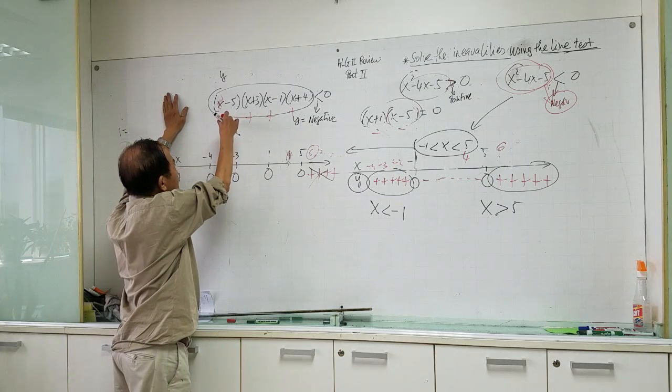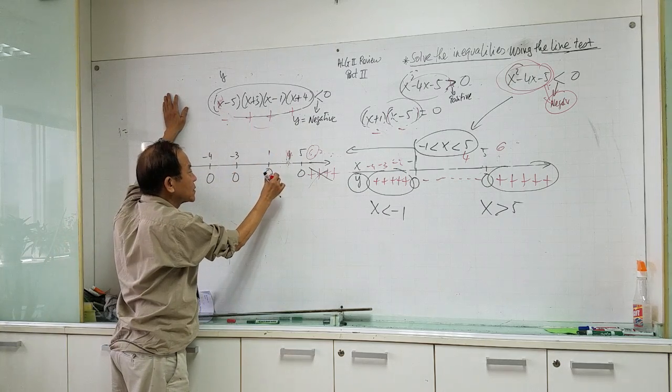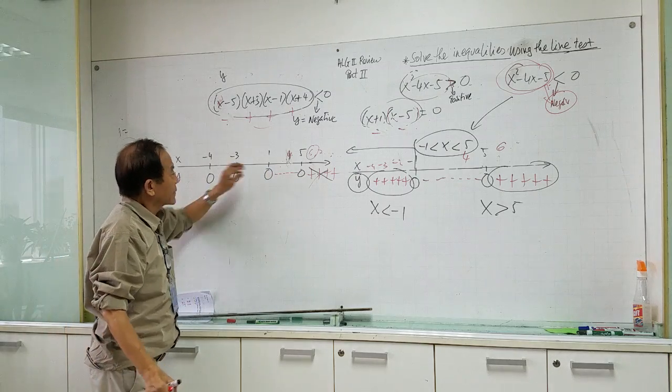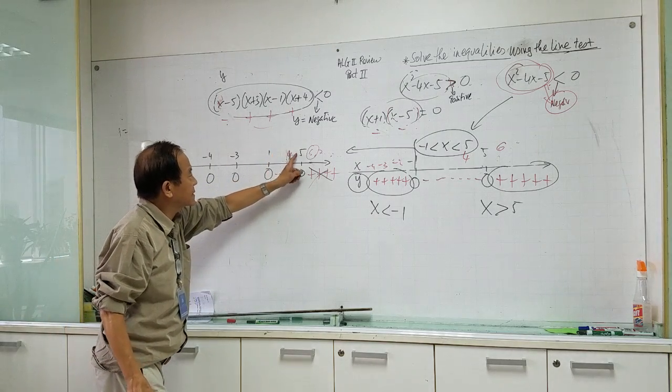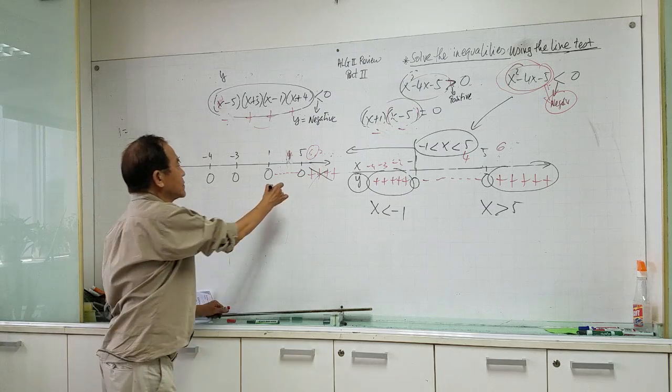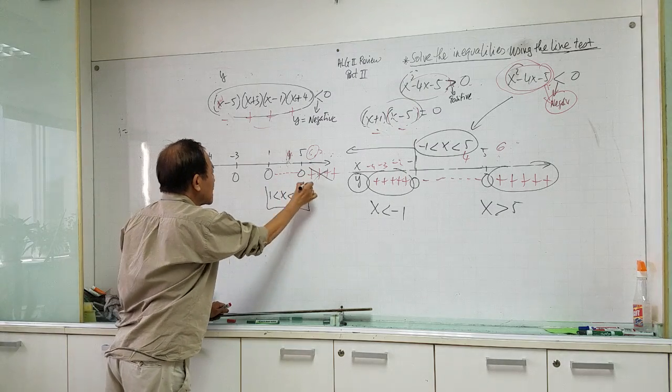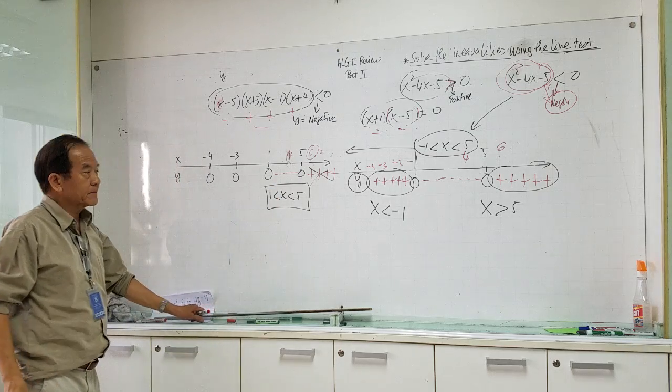Now negative times positive equals negative, so this one has to be negative. Y has to be negative anytime x is between 1 and 5. So my solution is x between 1 and 5. So that is one set of solutions.